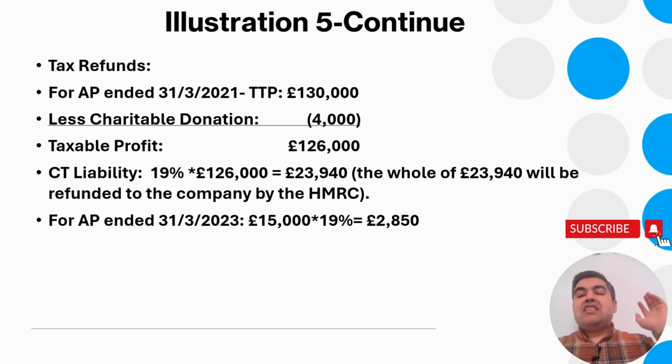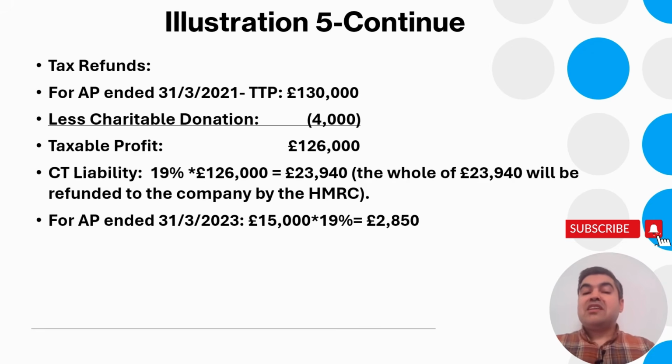Now what's happened is, in the period to 31st March 2022 there was a loss, and then you carry back those losses and set them against the total profit of 31st March 2021. As a result, HMRC would send you a tax refund. So the tax refund will be calculated based on this scenario.